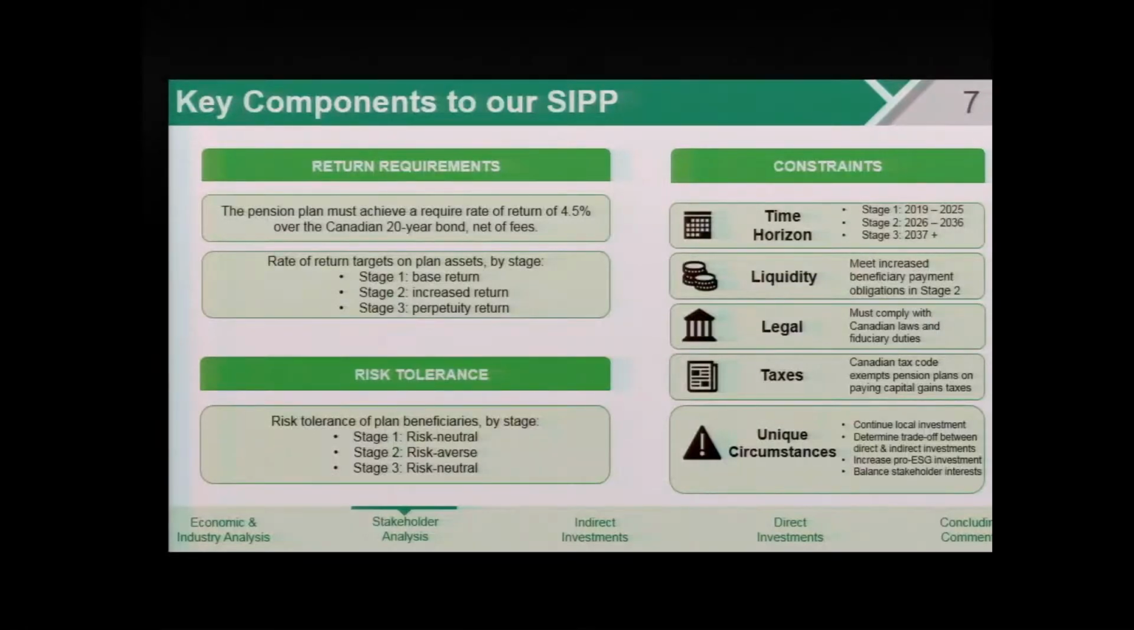Moving on to our SIP, it can be broken into three parts: return requirements, risk tolerance, and constraints. Some of the constraints pertinent to our plan include meeting increased liquidity requirements in stage two to meet beneficiary payment obligations, continuing local investment in the province, determining the trade-off between direct and indirect investments in our portfolio, and balancing all stakeholder interests. And now, Harry will discuss the stakeholder analysis.